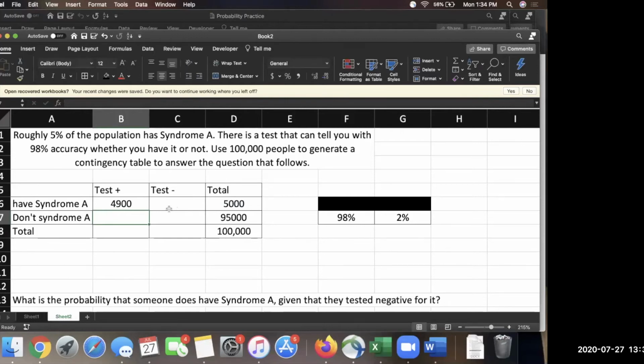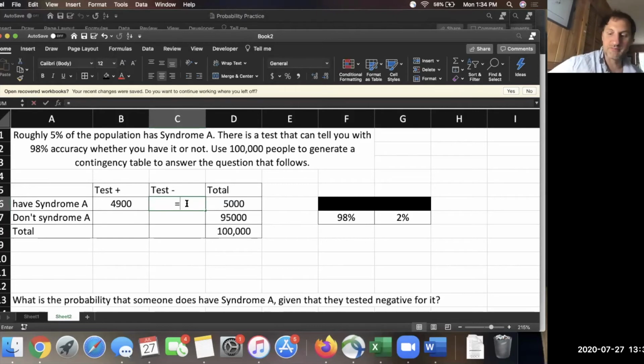Then to get the negative, you subtract that from 5,000. That's one way to do it. I prefer to do all of these the same way, which is 2% of.